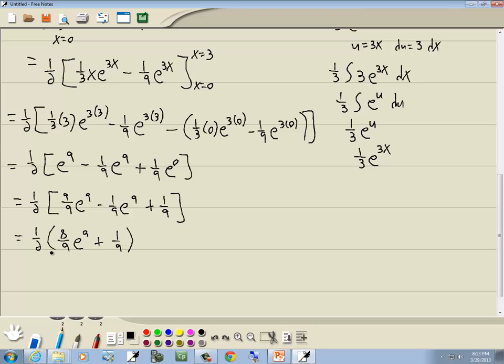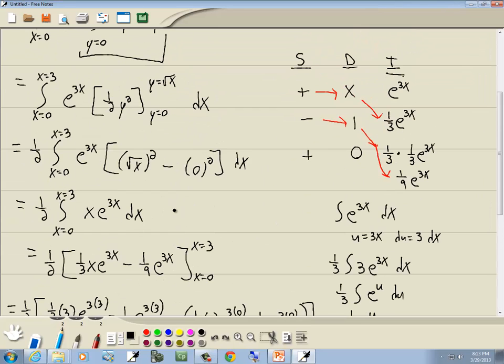Now I could factor out a 1/9 if I wanted to, but let me show what it looked like. If I factor out a 1/9, this would give me 1/18, and this would be 8 e to the 9th plus 1. So either one of those is your answer, whichever form you choose. Let me save that.